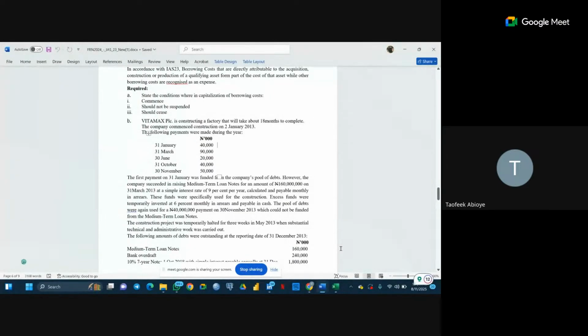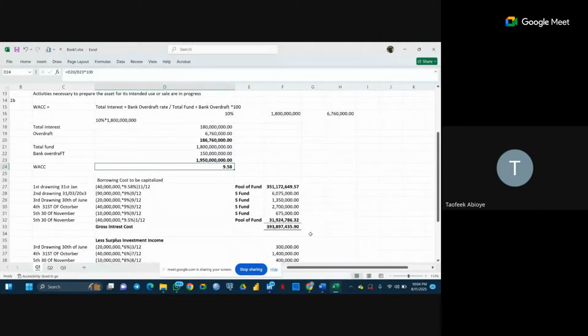The bond fund is withdrawn on 31st of January, which means that January is not part of the months that we used that particular fund. We invariably withdraw that fund at the end of January. So we now need to count from February, March, April, May, June, July, August, September, October, November, December. That is how we arrive at this 11. So we are going to do the multiplication to get our total interest, which is the interest we will pay on this particular fund.